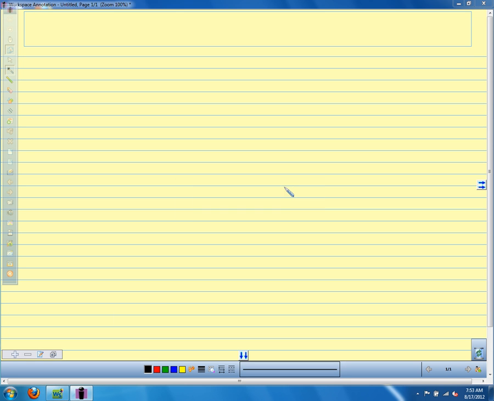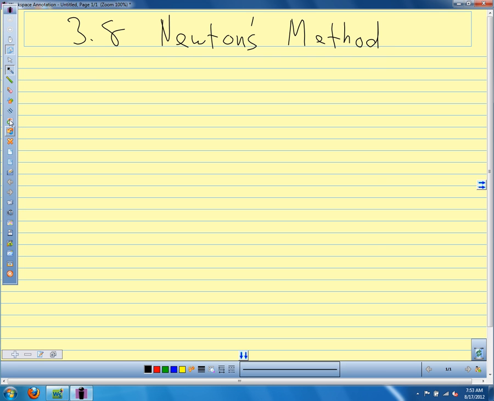All right, so Newton's method. This is section 3.8 in our book. So we jump from 3.6 to 3.8. So Newton's method is a way of approximating the zeros of a function on an interval.